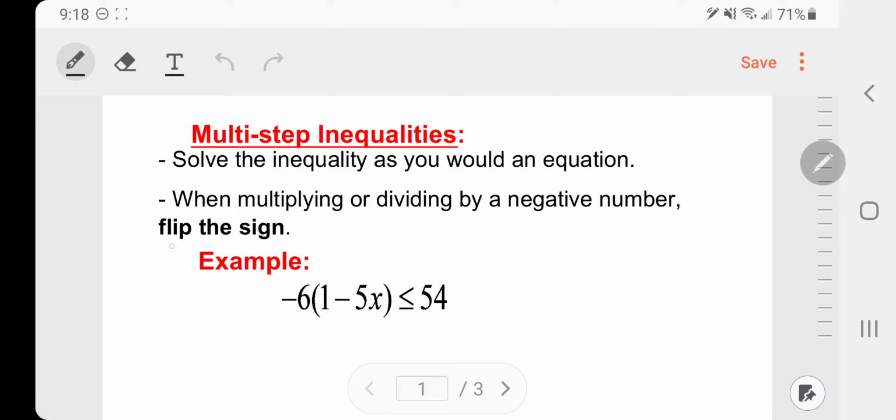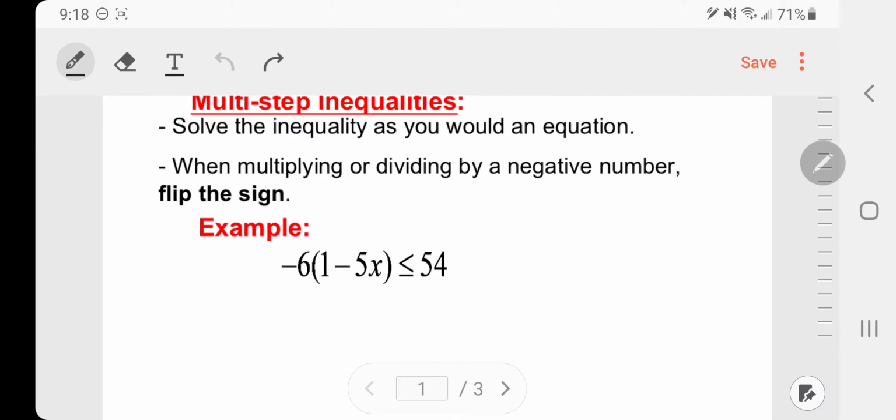One of the main differences is whenever you multiply or divide by a negative number, you have to flip your inequality sign. Now, let's take a look at this example here.